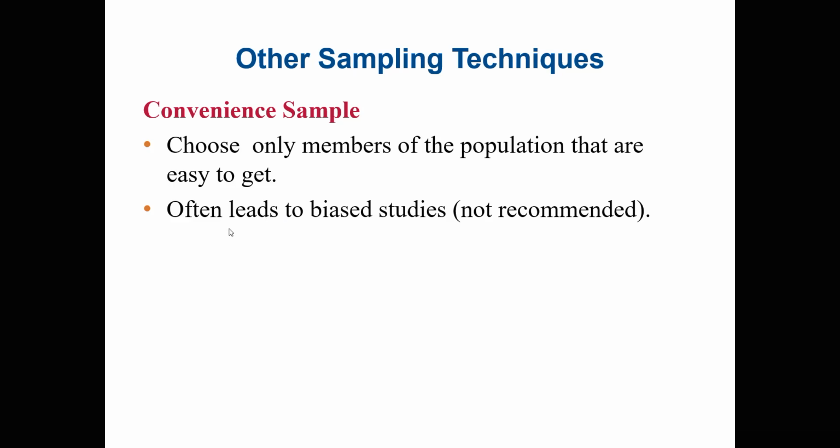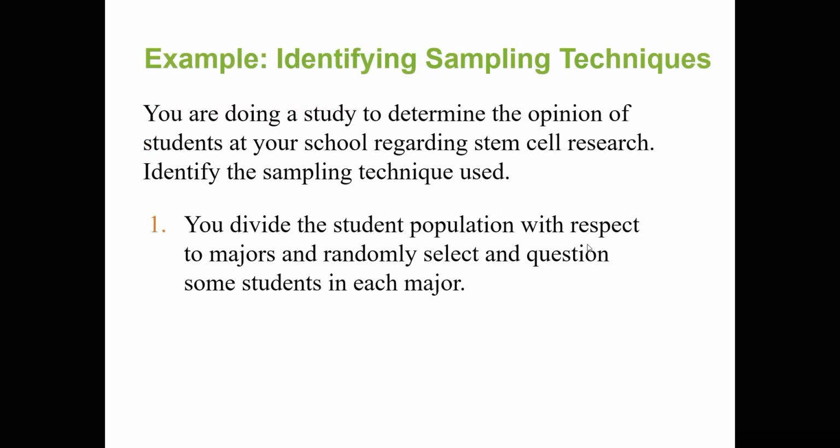And finally, you have the worst approach of choosing your sample. It's called convenience sample. You choose only members of the population that are easy to get. You may open your door, whoever passes along the street, those are the ones you interview. It often leads to biased studies. This is just not recommended, but there are situations where it's just the only way you can do it.